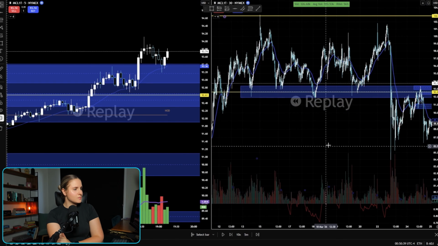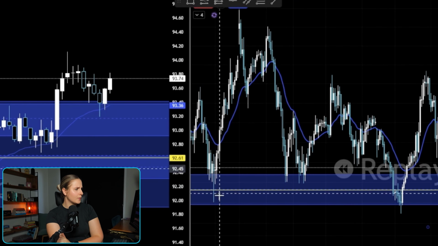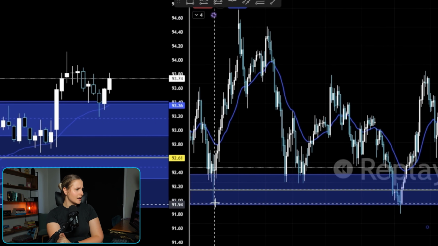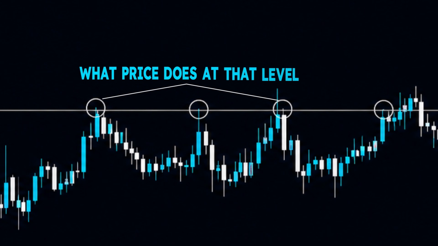Something that you might have noticed as well when I marked up this particular level was that it's not always accurate. You know, sometimes we touch it and almost break it before going. Sometimes we break it, but actually still hold it. It's important to note that you don't always get precision when it comes to levels. You have to be able to be flexible around these levels and wait to understand what price is actually doing at those levels. You don't just take a trade off a level because a level's there, right? And because, oh, it's a resistance level, I should take a trade short off that level. No, you have to understand what price does at that level.